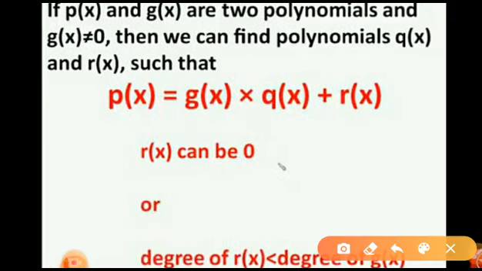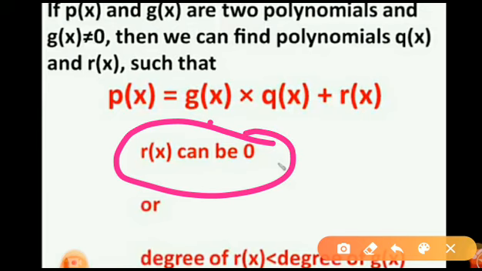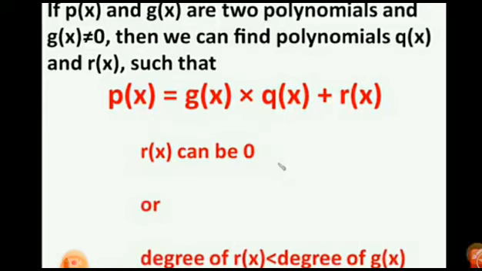So what we can say is, if p of x and g of x are two polynomials and g of x is not equal to 0, then we can find polynomials q of x and r of x such that p of x is equal to g of x into q of x plus r of x, where this r of x is the remainder polynomial. That remainder polynomial can be the 0 polynomial, or the degree of r of x, that is the degree of your remainder polynomial, should be less than the degree of g of x. Is this clear?